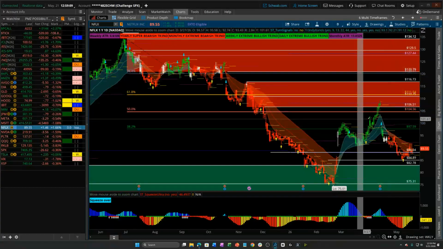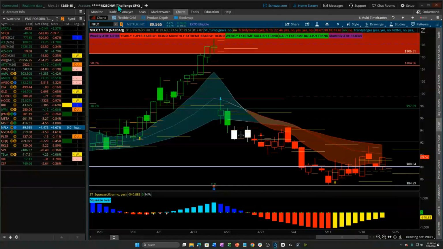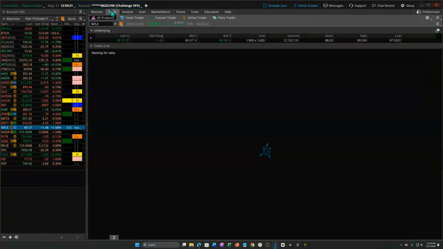I think I need to trim my XSP again. Are we back up at resistance? Yeah, we're back up at resistance. Give me 1 second. Sorry, guys. Sorry, I need to trim this again.